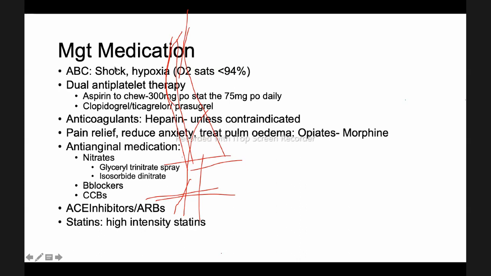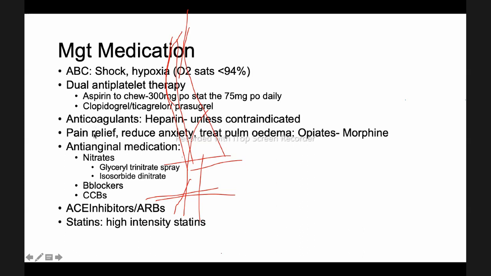So if the patient has hypoxia, you can give oxygen. Otherwise, it's not recommended that you give it to everybody. Then the other drugs you can give are aspirin to chew. Aspirin is very cheap, and it should be given in the emergency ward right there. You give them 300 milligrams, they chew the medicine, and it will work properly. Then you give a second antiplatelet, and these are our options: clopidogrel, ticagrelor, or prasugrel. Then you also have to give anticoagulants.